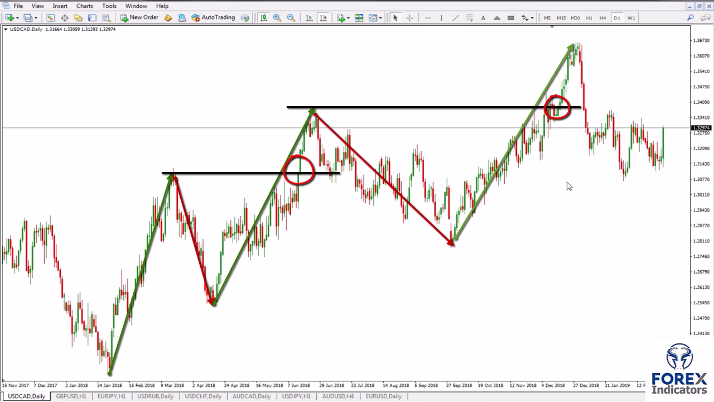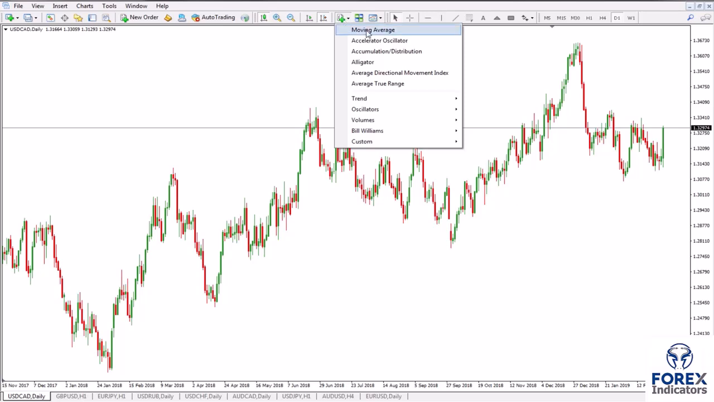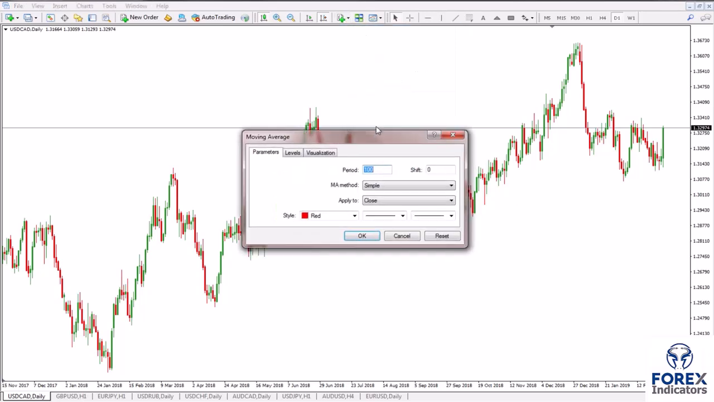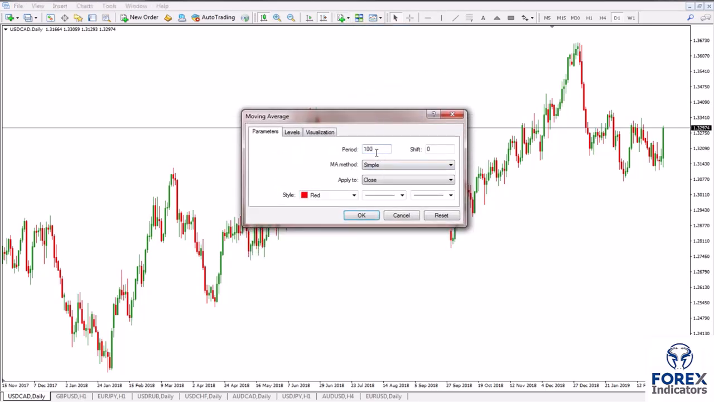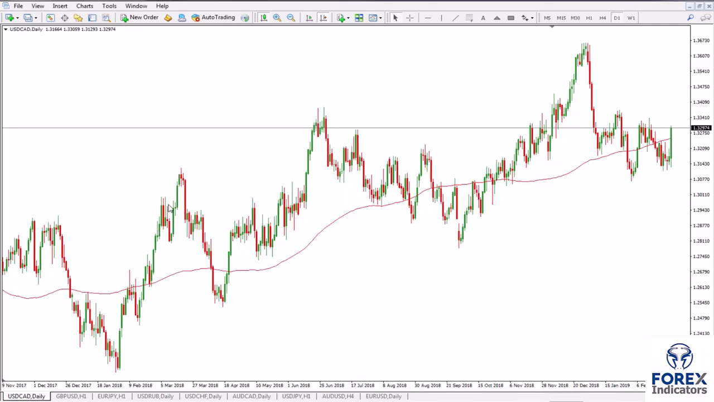In addition to the tops and bottoms, you can use some trend tool, for example, the moving average indicator. I will click on the indicator list and select moving average. In the new window, we can adjust the indicator. Since this is a D1 chart, I will leave the period of 100 and simple moving average. As we can see, most candles are above the indicator, which is a clear sign of a strong growing trend.